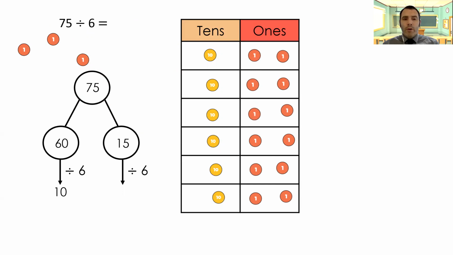So on our part whole model, we'd count up, get as close to 15 as we can, counting in the number we're dividing by. So it'll be 6, 12. So that gives me 2. And then I've got the 3 left over. So I've got to 12, and then I've got 13, 14, 15. So I've got 3 more to count on. That's my remainder. So that was how I would use my part whole model to solve the same problem. So I've got 10 plus 2, remainder 3, gives me the answer of 12, remainder 3. So 75 divided by 6 is 12, remainder 3.